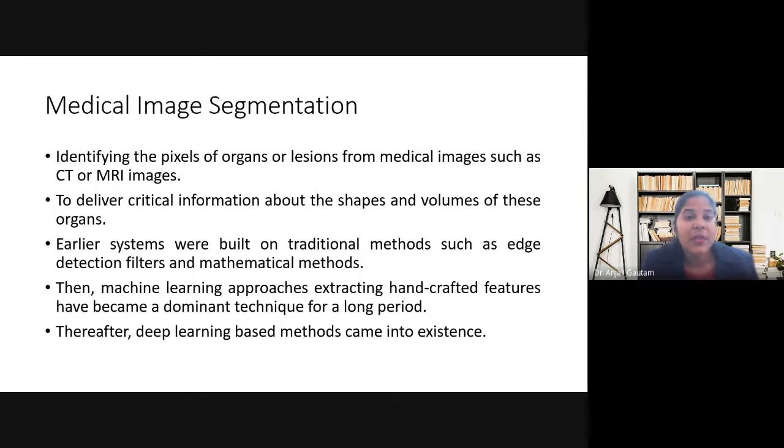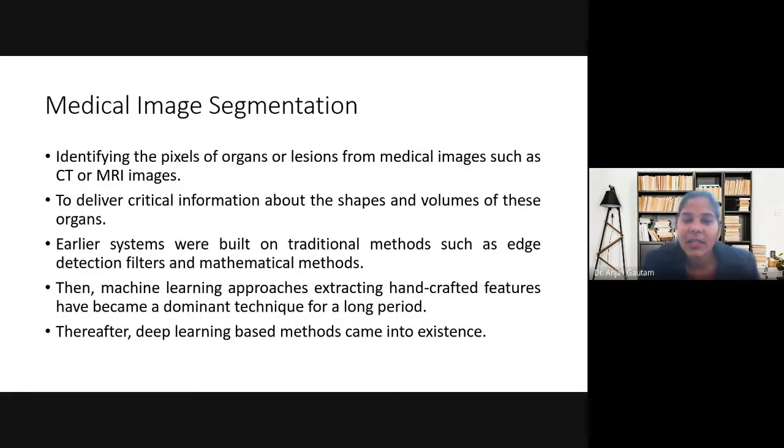Where you provide a set of features that the tumor looks like this. If this kind of shape is present, then find this kind of shape. For example, let's say the tumor is in a circular form, just an example. So it will take the features of that shape, give them to the classifier, and on the basis of that it will find that region. So these are the machine learning approaches.